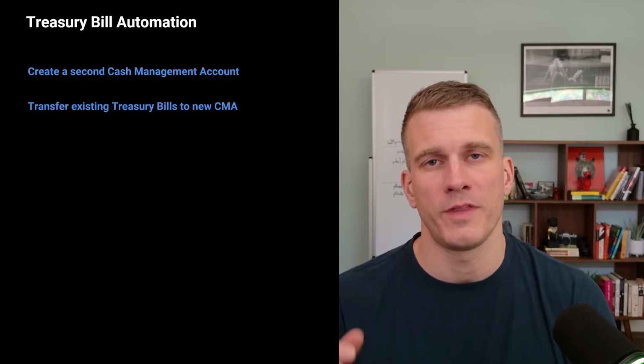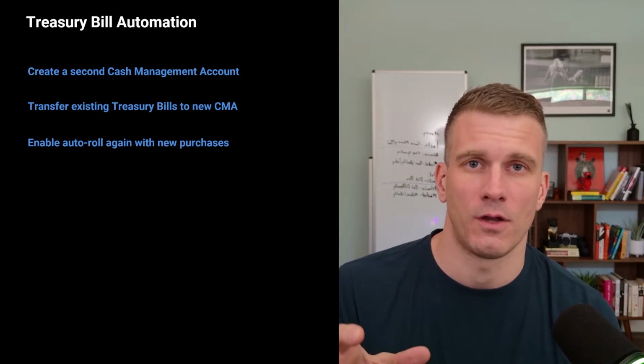The first thing that you're going to do is create a second cash management account. And so this takes literally 2 minutes. You can go into new product, select a cash management account. If you already have one open, you can just add another one. There's no fee for doing that, pretty much instantaneous. So then as soon as you do that, you can call Fidelity to transfer all of the existing treasury bills that you had in your existing CMA to the new one.